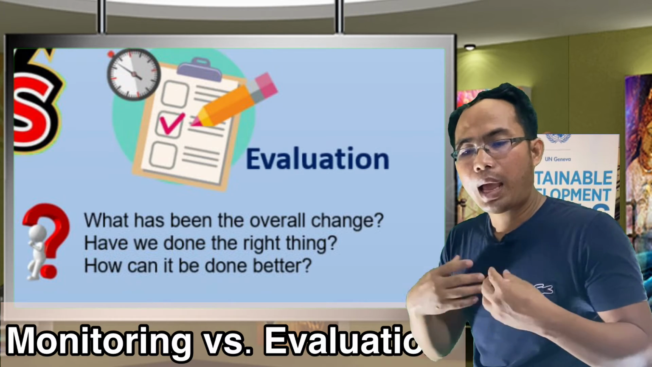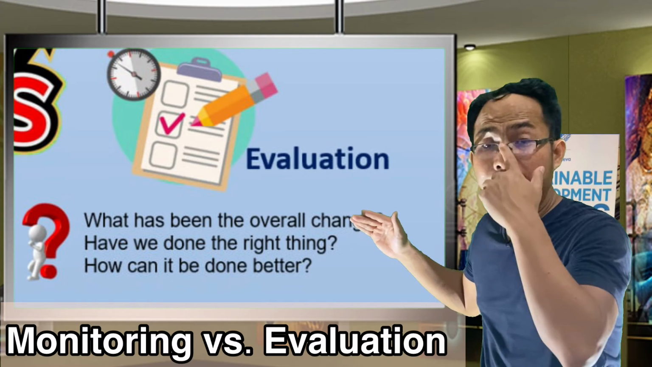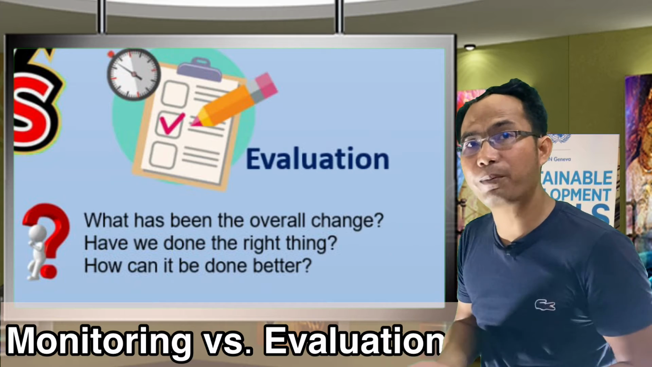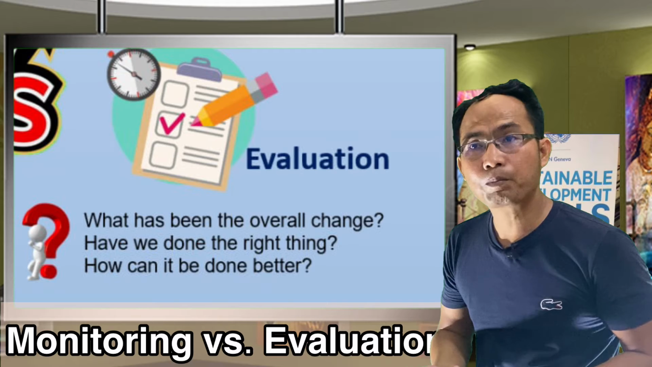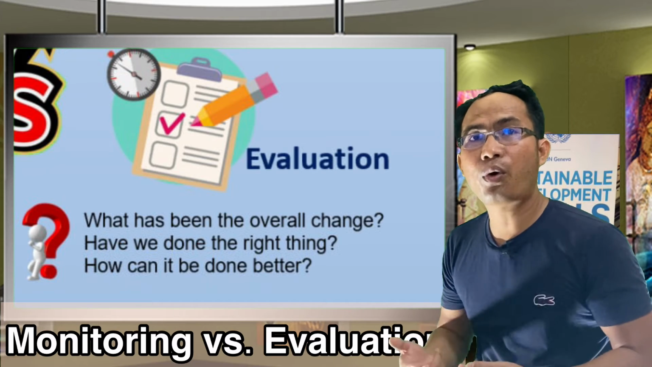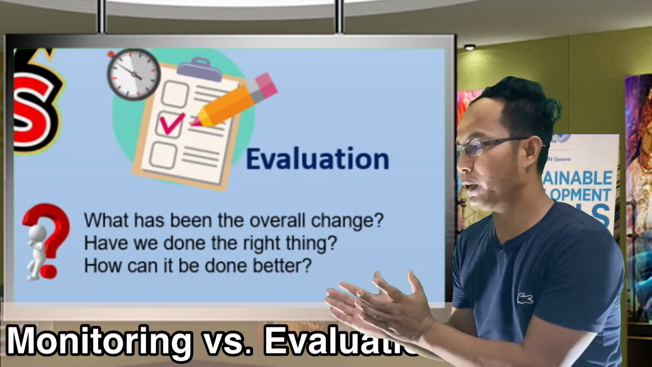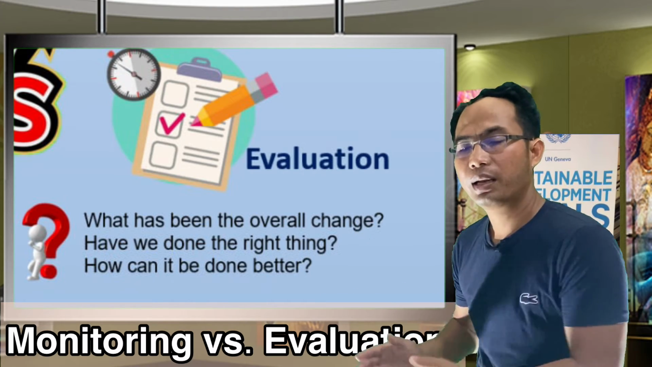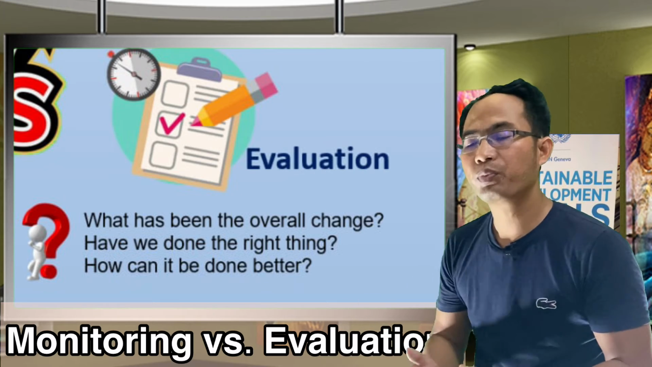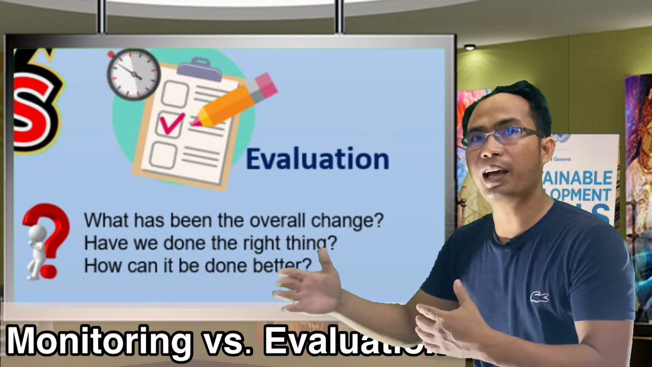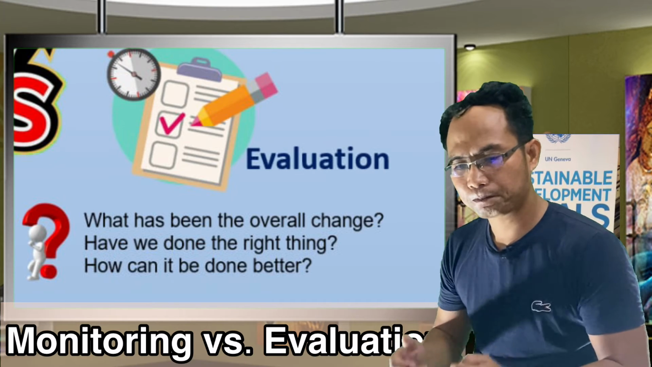Next one, how can it be done in a better way? Again, that's about what we learn from the project. How can we improve our intervention? This is for the next project or next proposal. We might, for example, conduct a midterm evaluation, learn from it, and then adjust our strategy for the second half of the project implementation or for the next grant proposal.